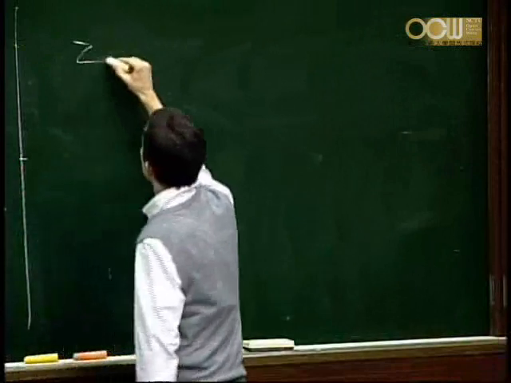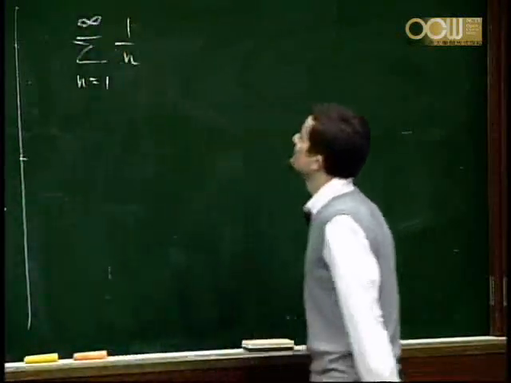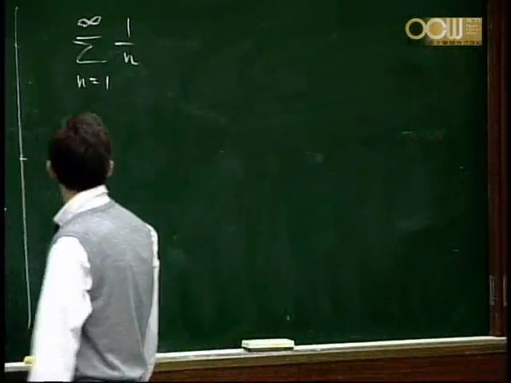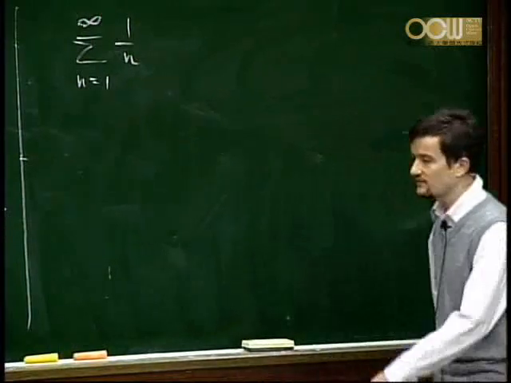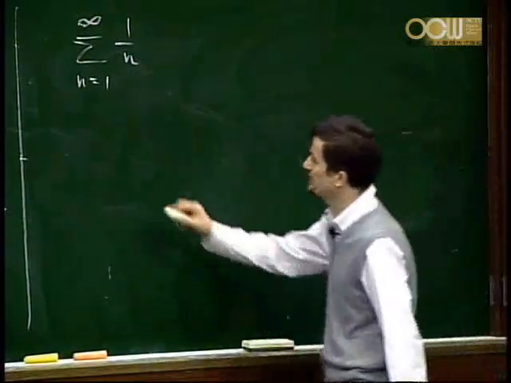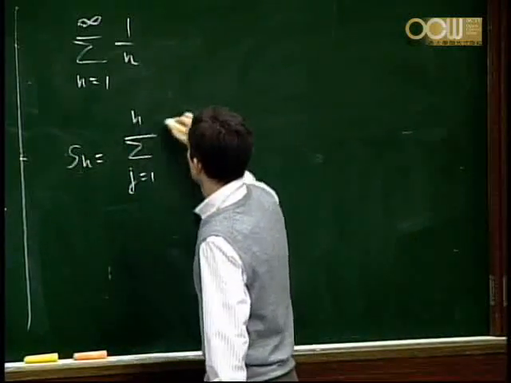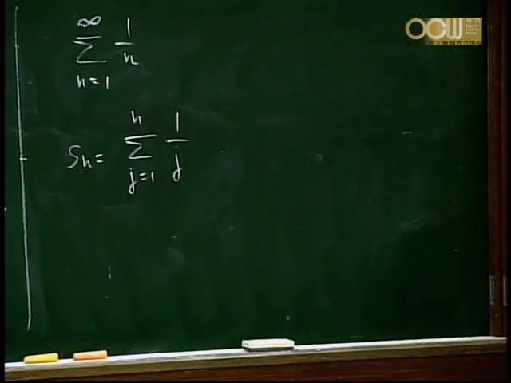One last one, this one. Now, if we want to discuss the convergence of this series, again, the only method we have so far is looking at partial sums. So we have to discuss the behavior of the partial sums.